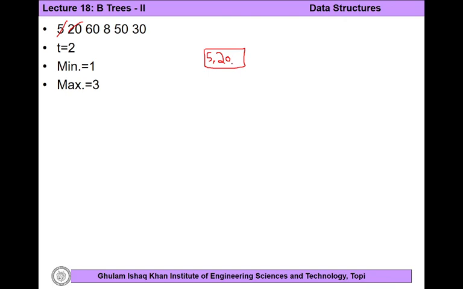Then I put 60 here. 60 is also in. Now I have to put the next number, but this node is already full, so I'm going to split it. How am I going to split it? This 20 will go up. This 5 will become a separate node, and this 60 becomes a separate node, right?